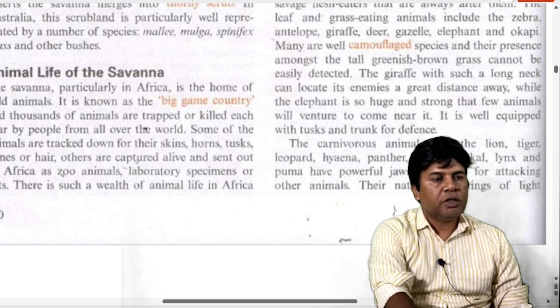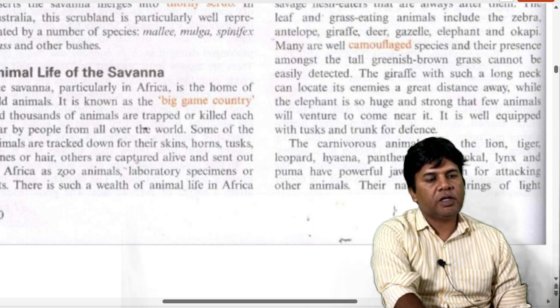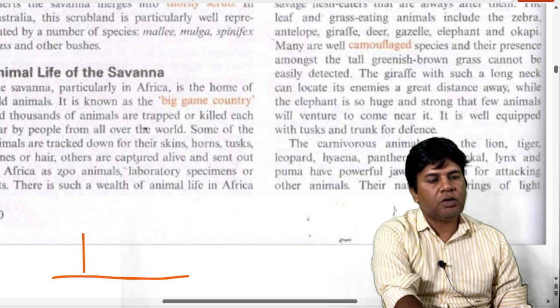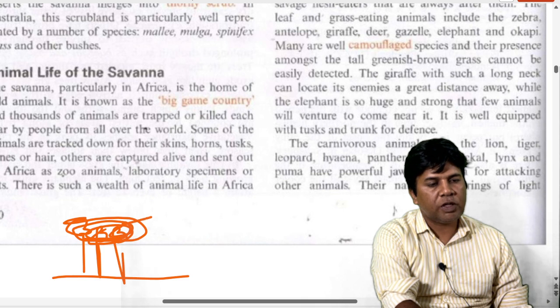Animal life of the savanna. We have talked about the fact that in the tropical area, in the equatorial hot and wet type of climate, because the canopy was so dense, there was no undergrowth. That's why most of the fauna will be found on the top of the tree. Here most of the fauna is climbers. They remain in the upper part of the tree.